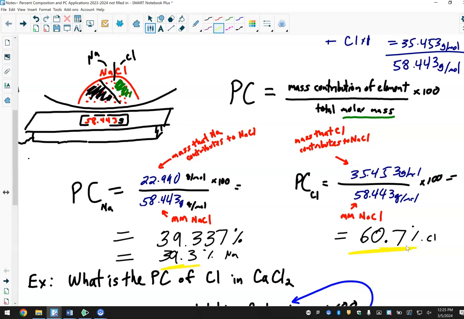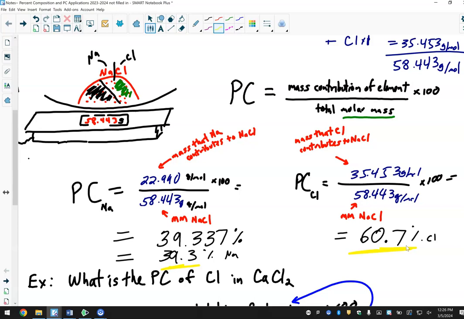Okay? But either way, that's pretty simple because you need the total molar mass for the denominator. And on the way to finding the total molar mass, you are figuring out the mass contribution of each element, right? Because that's what you have to add up to get the total molar mass. Again, I'll say it one more time: if you can do a molar mass, then you can do percent composition.